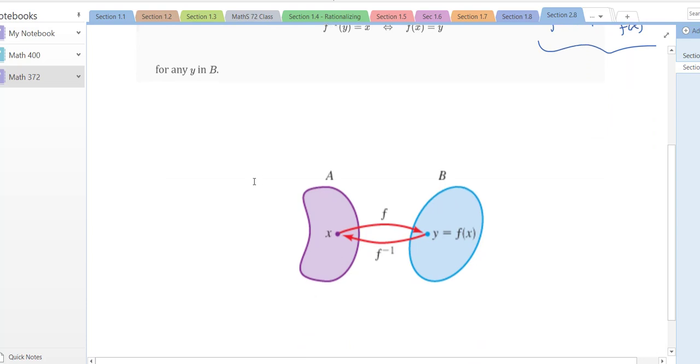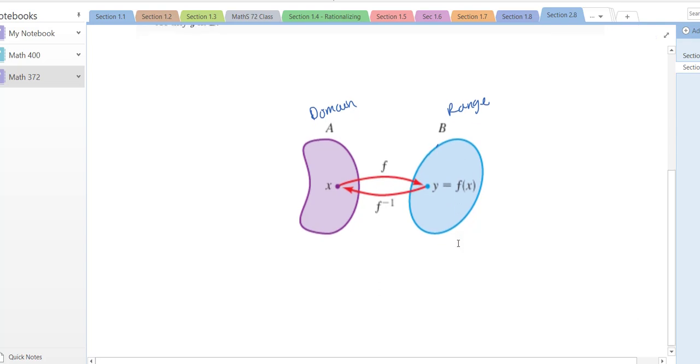Essentially, A here is the domain and B is the range. So f takes an input from the domain and sends it to B, the range. Now what f inverse does is that it takes what was the range, which now becomes the domain, and f inverse sends it back. So you can kind of think of it as the opposite.